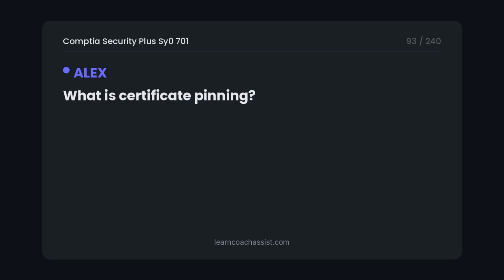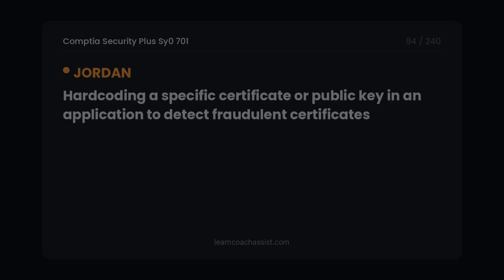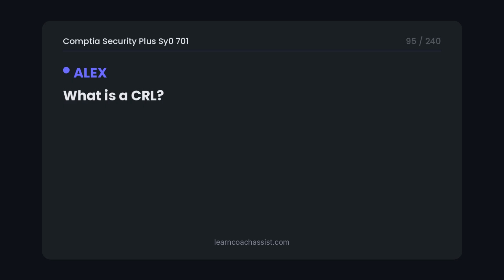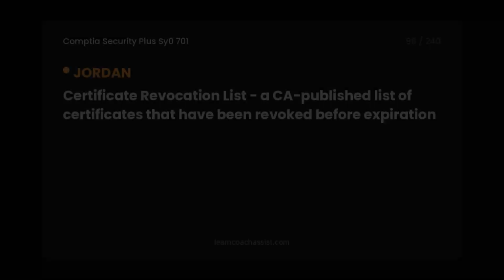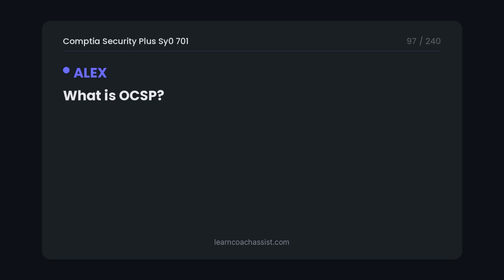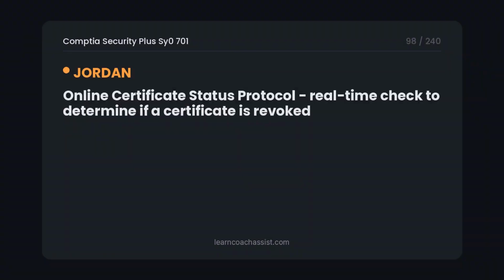What is certificate pinning? Hard-coding a specific certificate or public key in an application to detect fraudulent certificates. What is a CRL? Certificate Revocation List, a CA-published list of certificates that have been revoked before expiration. What is OCSP? Online Certificate Status Protocol, real-time check to determine if a certificate is revoked.